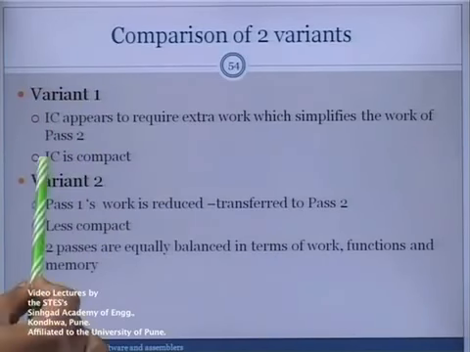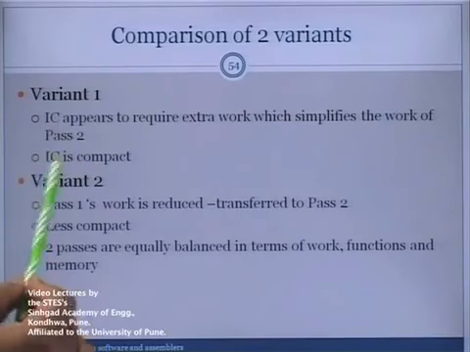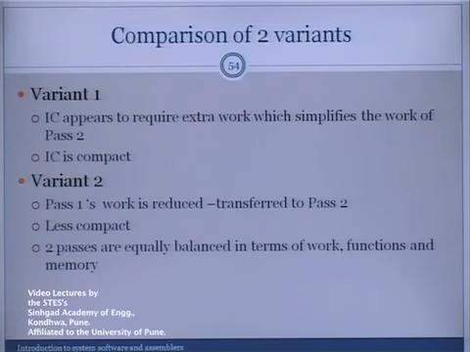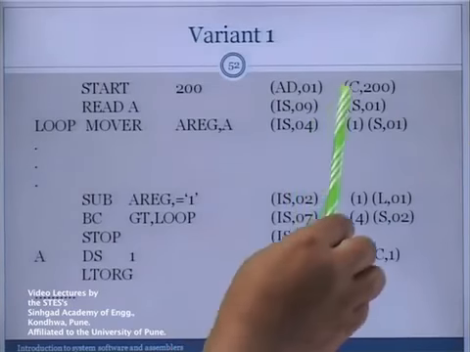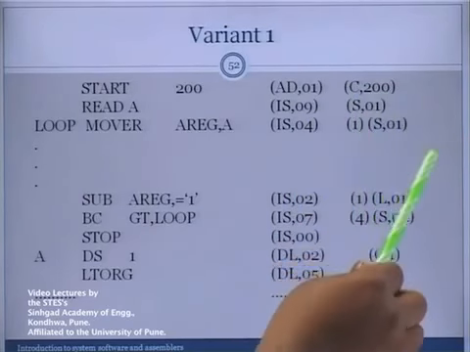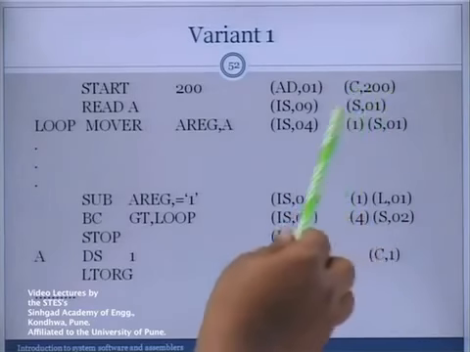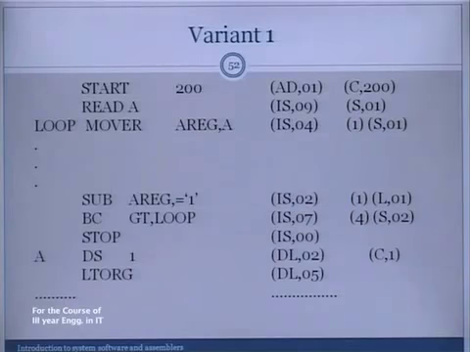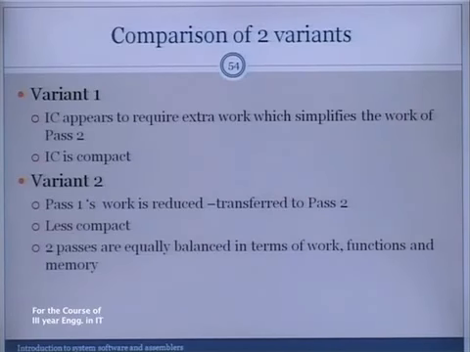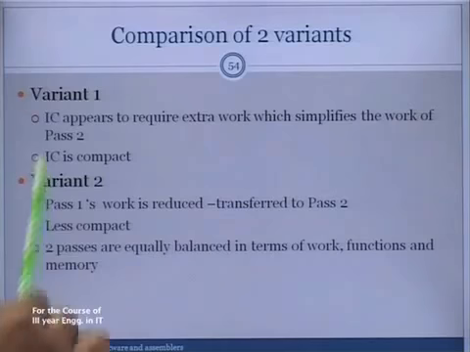Now the intermediate code that is being created is compact. How it is compact: in this particular representation, C comma 200 or S comma 01, the number of bits used to represent this particular field is equal to the number of bits that are used to represent the address associated with memory words. So that is why the instruction code that is created by variant 1 is very compact.